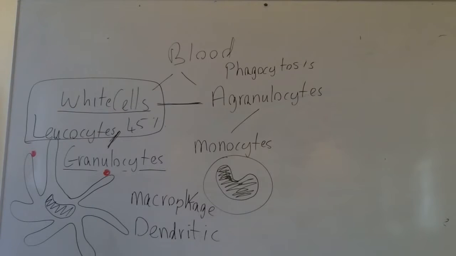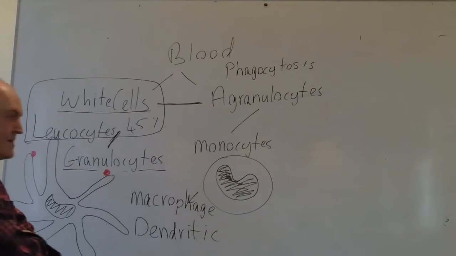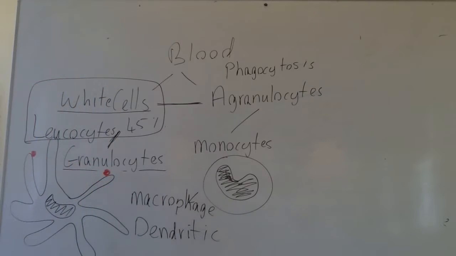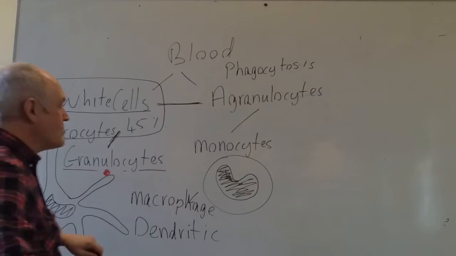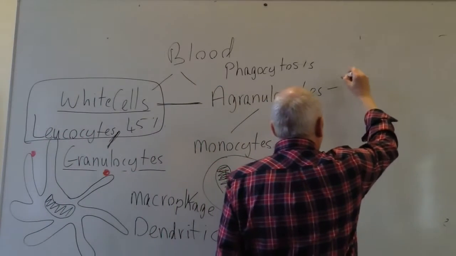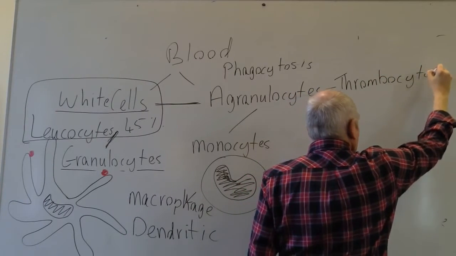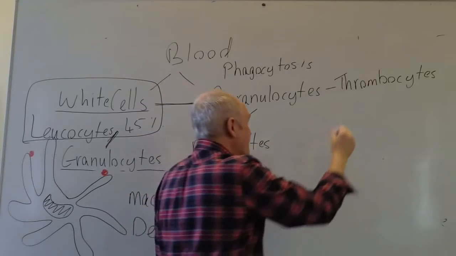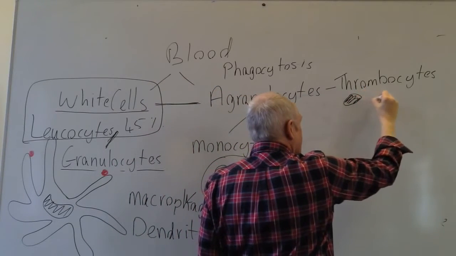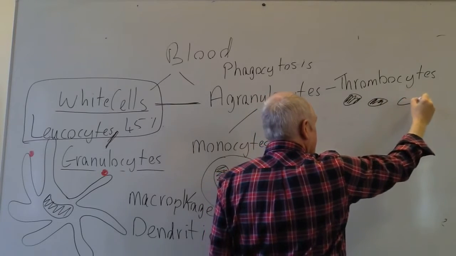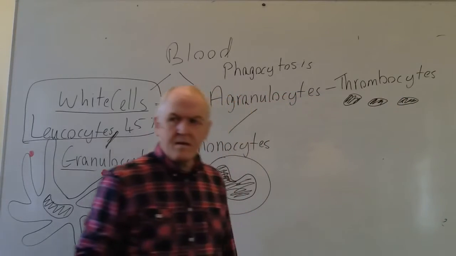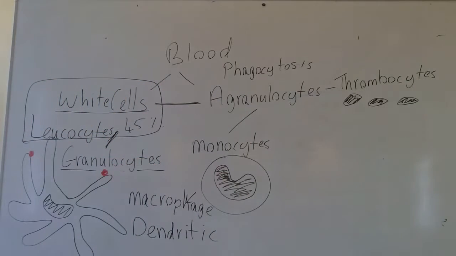So that's monocytes. In the blood they're called monocytes. In the tissues they become macrophages and dendritic cells. Now also included in the granulocytes we can have the thrombocytes, or the platelets. And these are just relatively small cell fragments. So the thrombocytes or the platelets are small cell fragments floating around in the plasma.